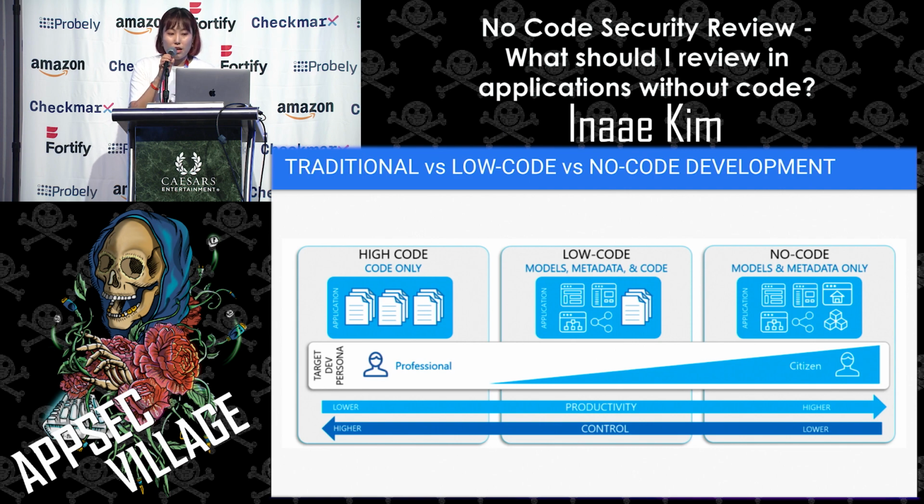On the other hand, with low code or no code, they don't need to be involved in this process. They just use the platform that they're supporting. So there is less product control than the traditional one, but they will save time maintaining this kind of thing, and they also don't need to write the code. So the productivity is much higher than low code or traditional development.